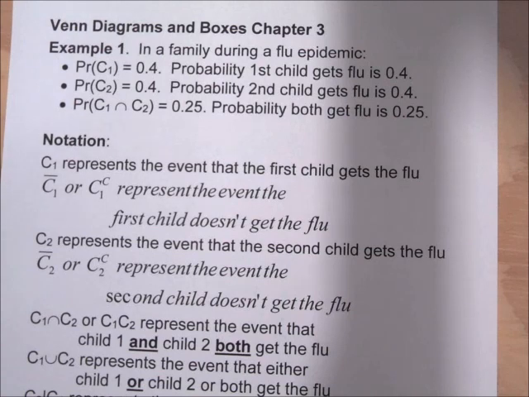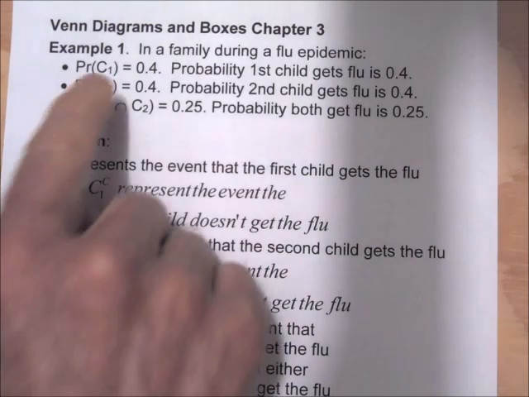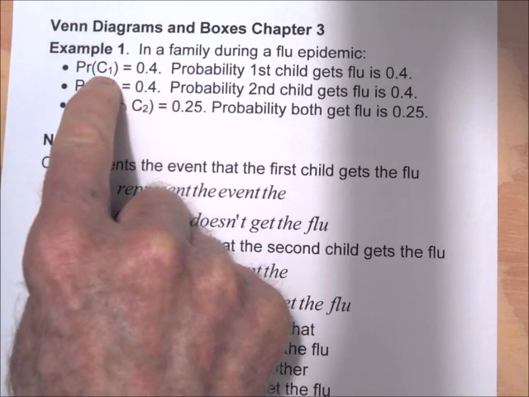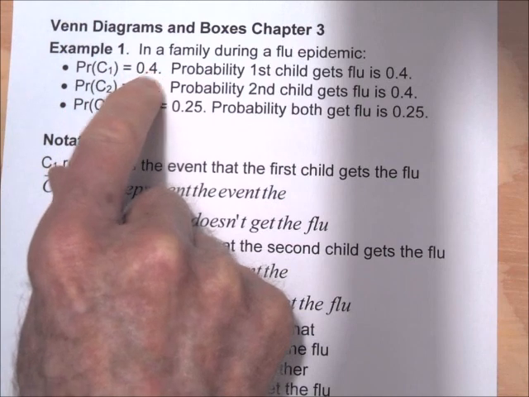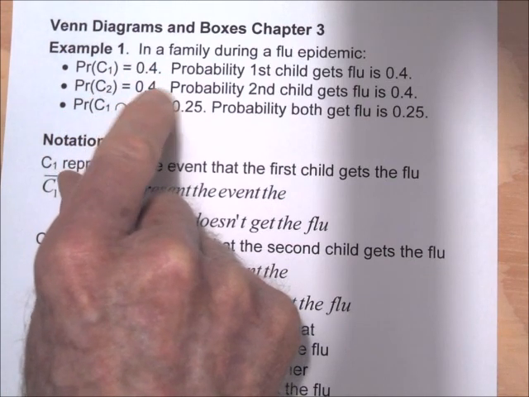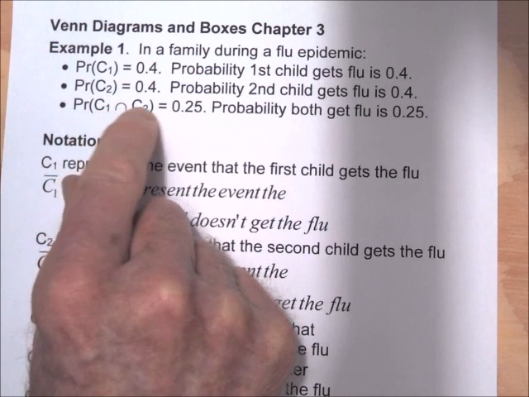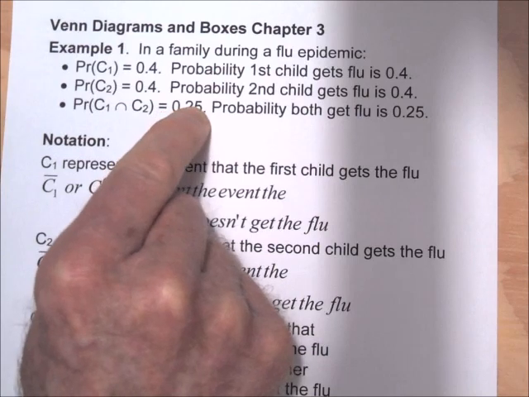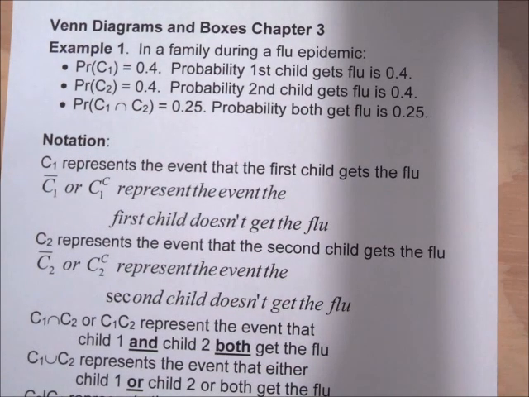In this example, we have a family during a flu epidemic. The probability of the first child getting the flu is 0.4. Let's say 40% of children get the flu. So the probability of C1 is 0.4. The probability of the second child getting the flu is 0.4. The probability in a two-child family that they both get the flu, that's C1 and C2, is 0.25. We're going to assume that these are the conditions. These are given, and then we want to use these to compute other probabilities.